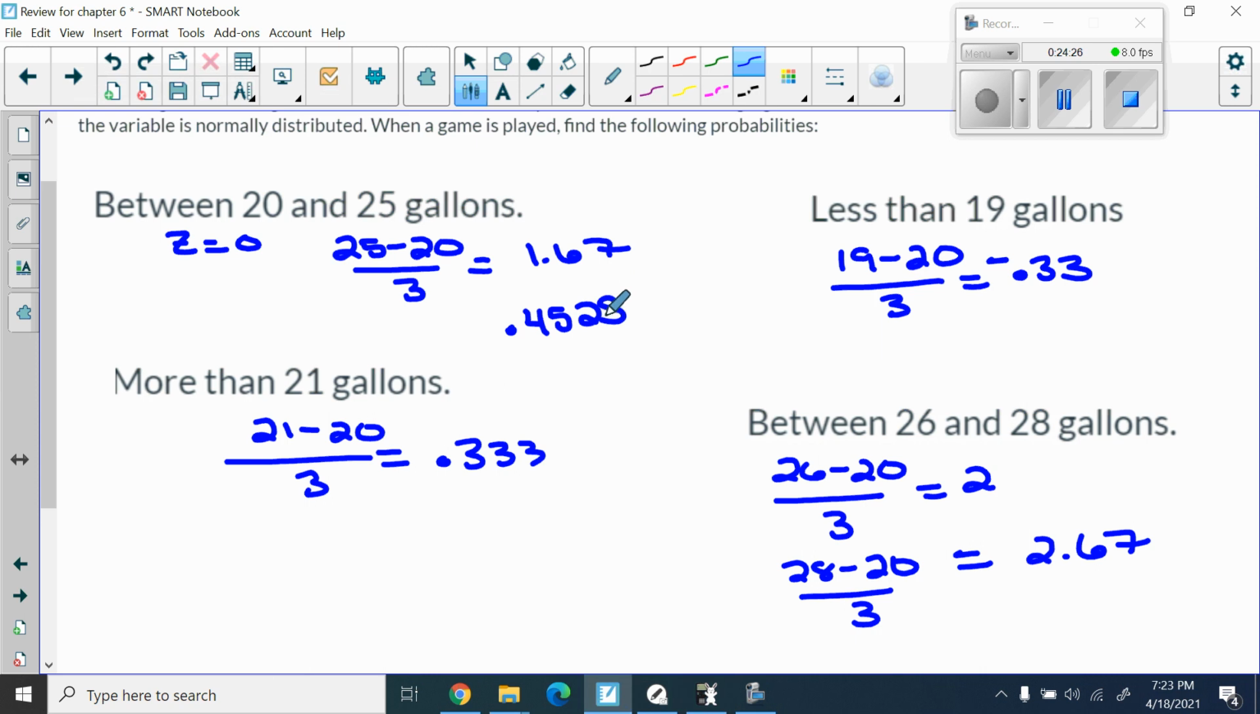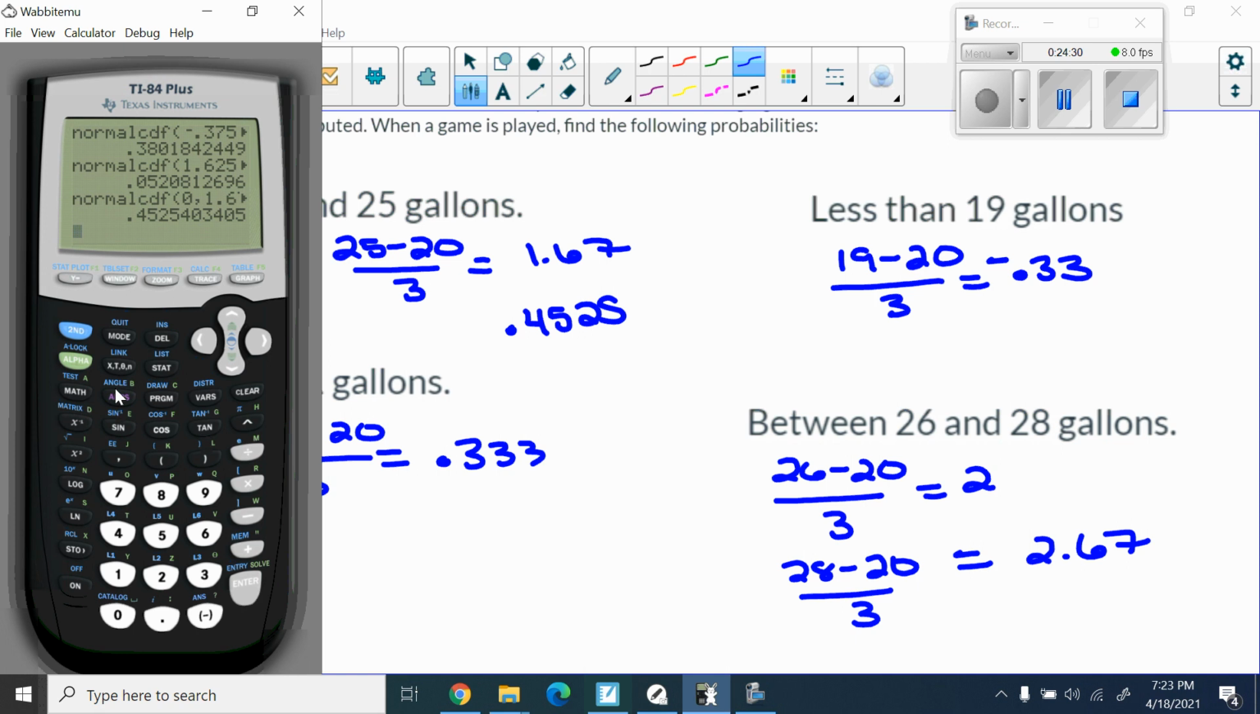So less than 19 gallons. Remember, it's less than, so I'm going to do second VARS, normal CDF. My lower bound is going to be negative 10,000. And my upper bound is negative 0.33. Enter that in. So it's going to be 0.3707.